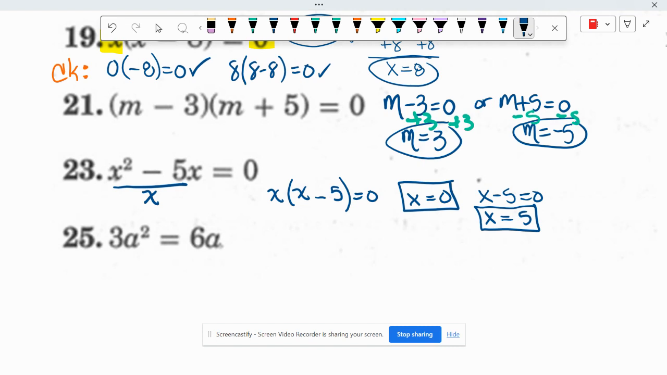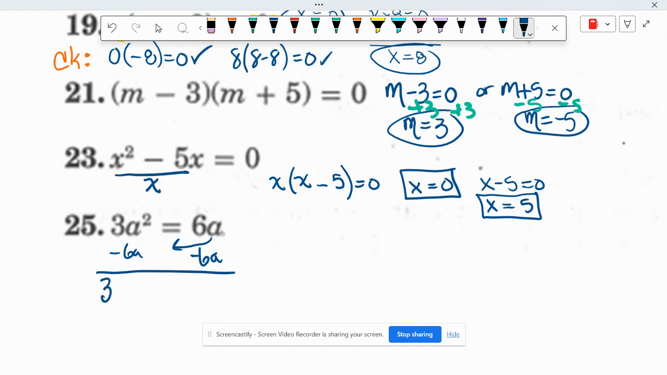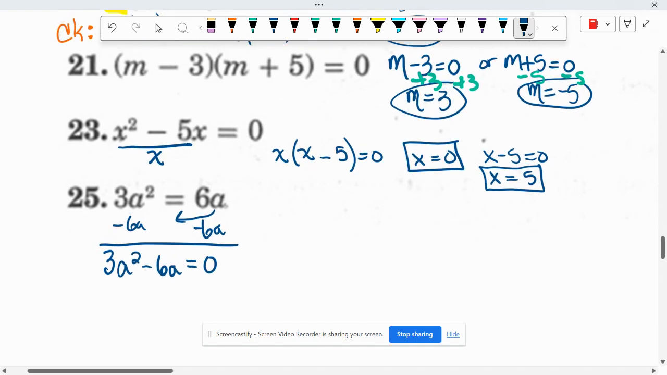Number 25. What do I have to do first? Move what? Yeah, I have to move that over to both sides, right? You have to get everything over to one side so you can set it equal to 0. So I have 3a squared minus 6a equals 0. What's the greatest common factor?